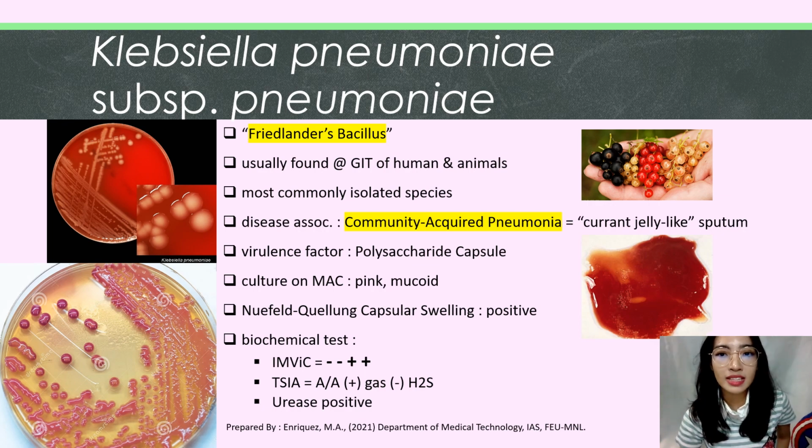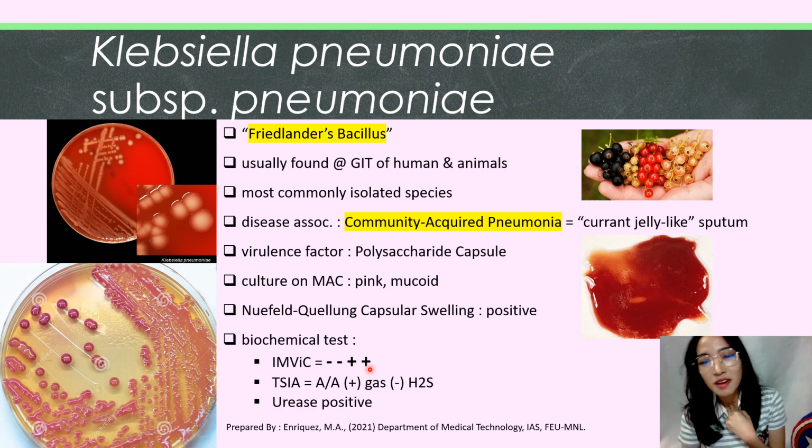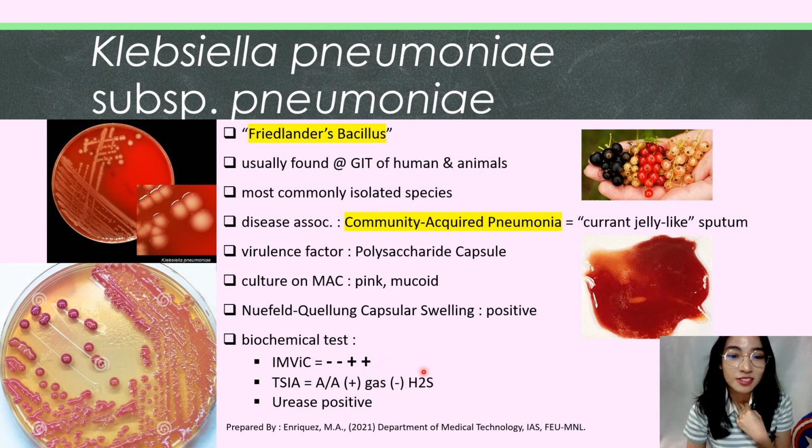One similarity that they have though is parehas po sila ng TSI reaction. Okay, so as you can see right here, parehas po sila na acid over acid, tapos with a positive gas production, but negative for hydrogen sulfide production. And one reaction that would set them apart is that Klebsiella pneumoniae subspecies pneumoniae are also urease positive.